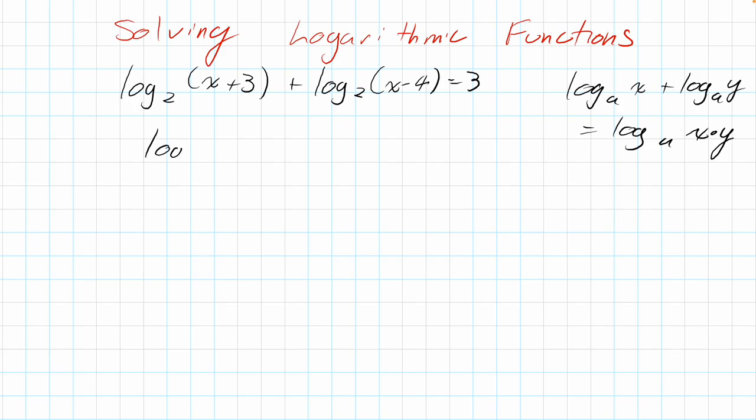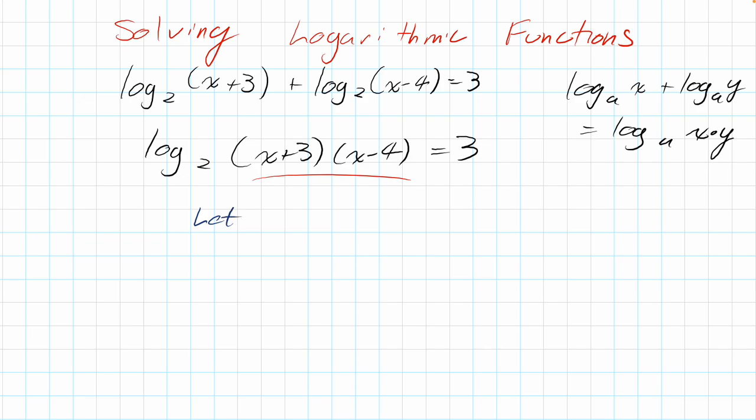So you went log base 2 of the argument x plus 3 times x minus 4 is equal to 3. Okay. Well, you then decided to expand and simplify, which is a possibility. But at this point, I'm going to simplify this. I already used the letter A over here, so I'll use something different. We'll say Z.